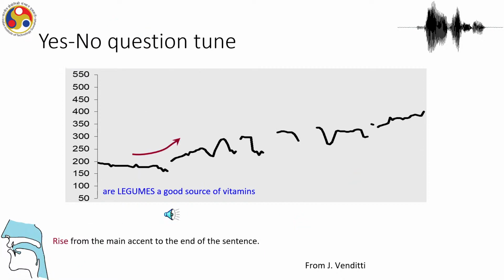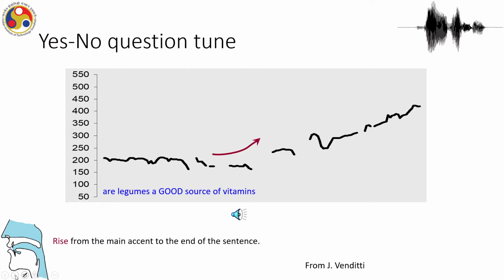And then finally, the tunes of the text. The tune of the text will determine what kind of sentence that is. So we can have a yes/no question tune. Are legumes a good source of vitamins? The answer to that question would be yes or no, depending on whether you think legumes are a good source of vitamins or not. So the yes/no question tune will be: are legumes a good source of vitamins? There's a slow rise, and then we have yes/no questions where you can ask whether legumes are a good source of vitamins.